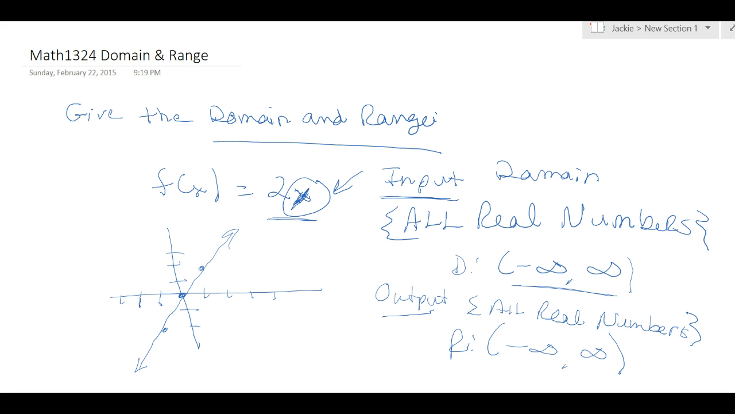Remember, if you're looking at a graph, for your domain you look at it going from left to right. As we go left to right, it's all real numbers from negative infinity all the way to positive infinity. And then for range, you go bottom up, and our function goes from negative infinity, because it goes on forever, to positive infinity. So my range is also negative infinity to positive infinity.